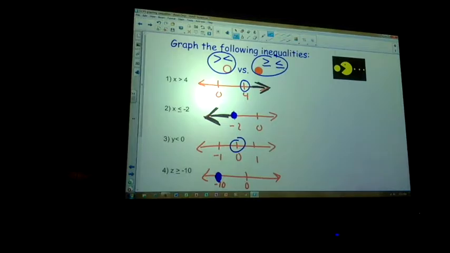So we have values that are bigger than or less than. We have values that include the endpoint and values that don't include the endpoint. Next one, I want values that are bigger or smaller than 0. Smaller. So what are values that are smaller than 0?